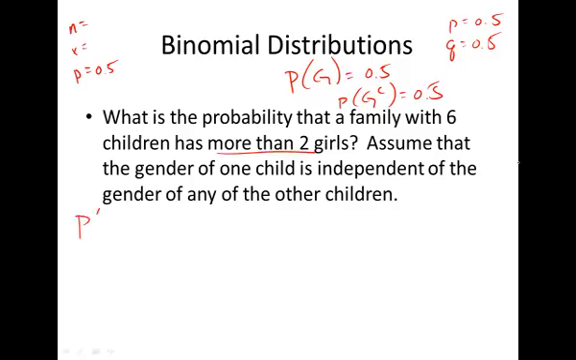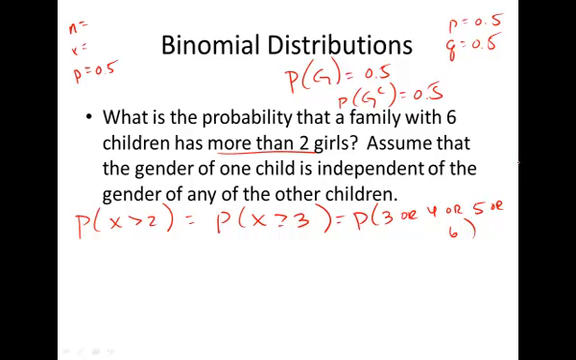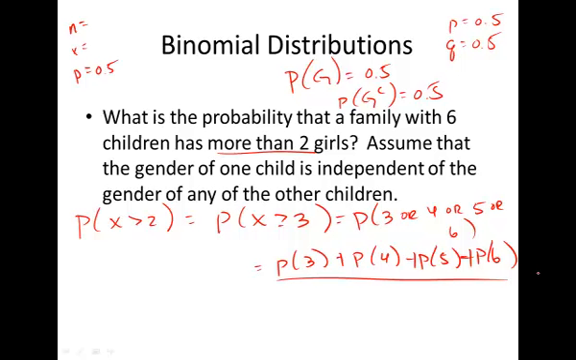So the probability of x being more than 2 is the same as the probability that we have at least 3 girls, which is the same as the probability of 3 girls, or 4 girls, or 5 girls, or 6 girls, which is the probability of 3 girls plus the probability of 4 girls plus the probability of 5 girls plus the probability of 6 girls, given the fact that they are independent and disjoint. Okay? So we would add up all of those probabilities. But if we use the binomial CDF, we don't have to do all of that work, right?